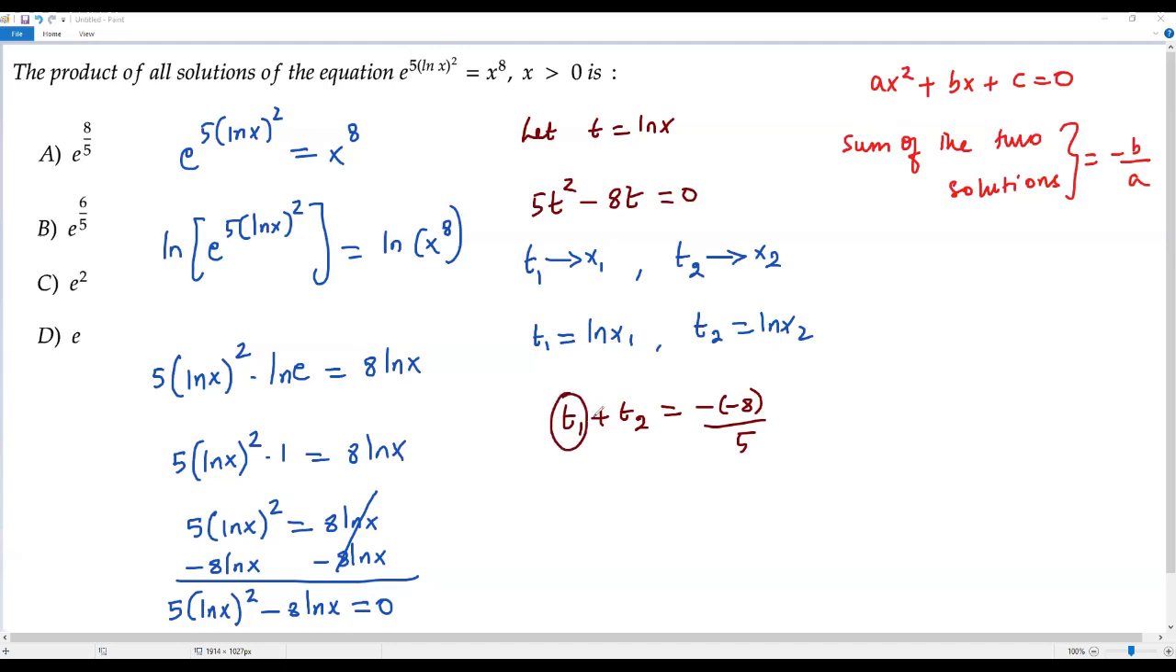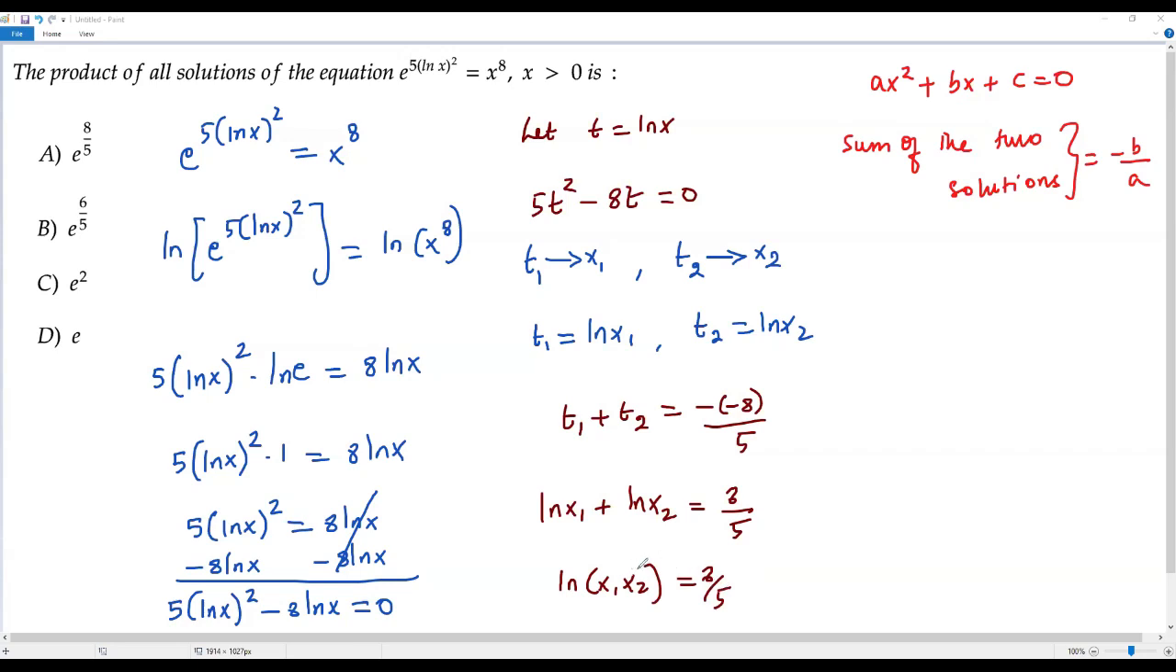Then we can replace t1 by ln x1 and t2 by ln x2. Then I'm getting ln x1 plus ln x2 equals negative times negative 8, which becomes positive 8 over 5. Here I'm adding two logarithms at the same base, because this one is a natural logarithm and this one is also a natural logarithm. Both natural logarithms have the base e. Whenever I add two logarithms with the same base, I take the logarithm once with that base and multiply the two arguments, that is, ln of x1 times x2 equals 8 over 5.